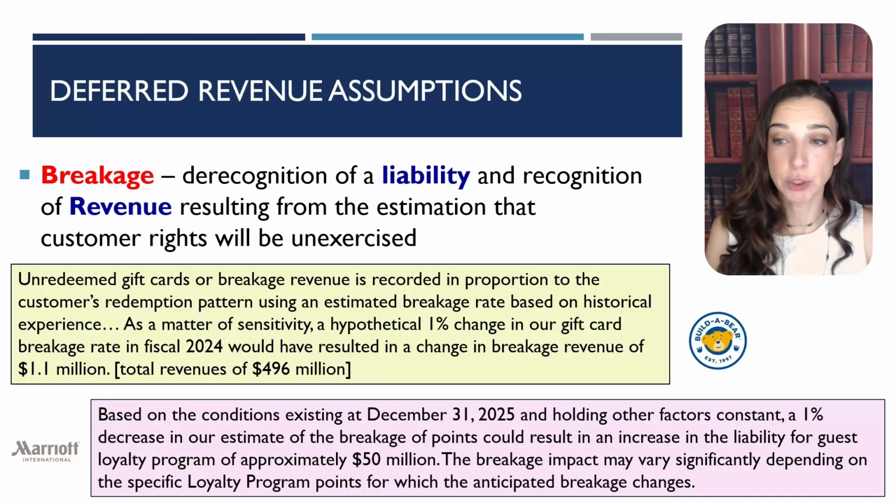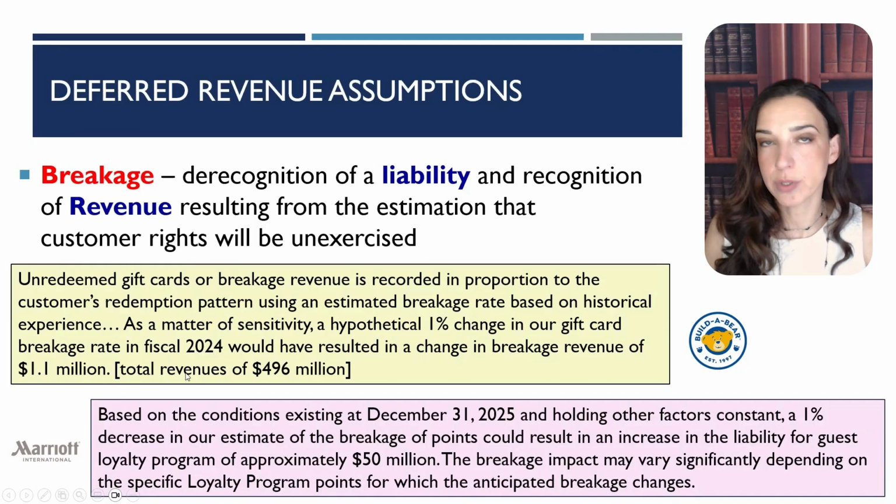Here's an example of disclosure. For Build-A-Bear, they talk about the fact that unredeemed gift cards, also known as breakage revenue, is recorded in proportion to their redemption patterns. So they don't tell us exactly what they use as an estimate for gift card non-redeemability, but they do talk about sensitivity. If they changed their gift card breakage estimation rate by 1 percentage point, that would have resulted in a change in revenue of $1.1 million.